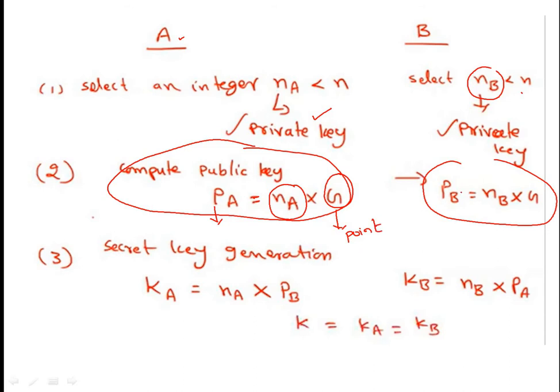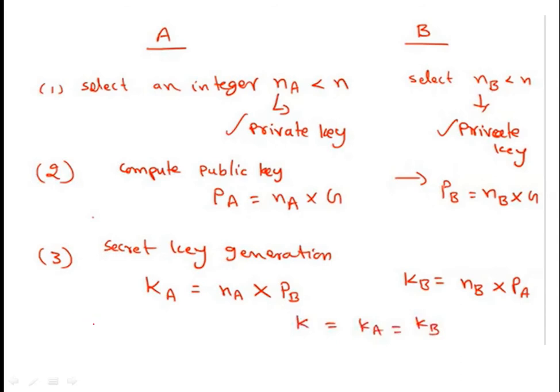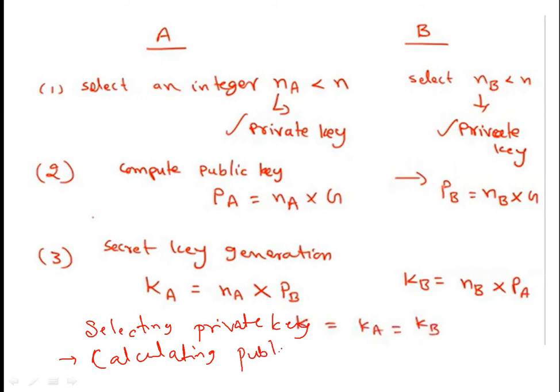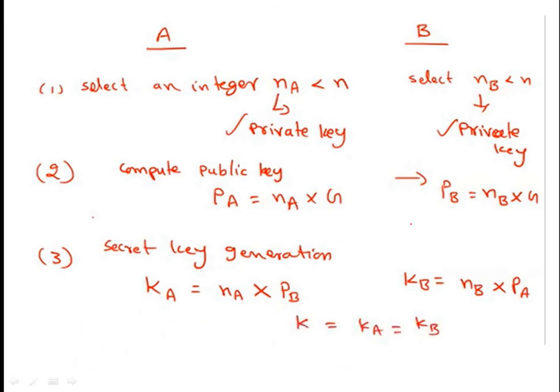Similarly, the public key of B is calculated by using the formula nB into G, where nB is nothing but the private key of B. So what we are actually doing here is selecting the private key of both sender and receiver, then calculating the public key of both sender and receiver. So select the private keys of sender and receiver, then calculate the public keys of sender and receiver. That we have done here.